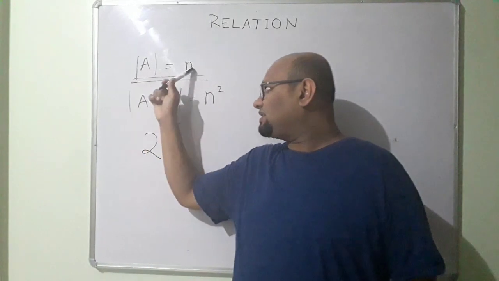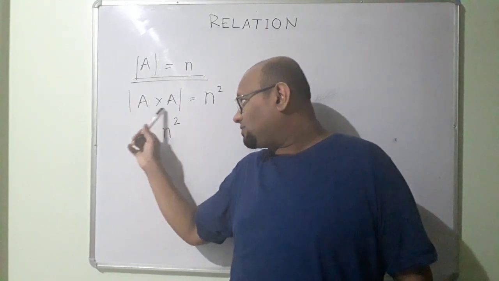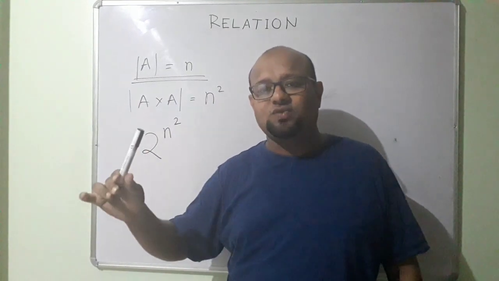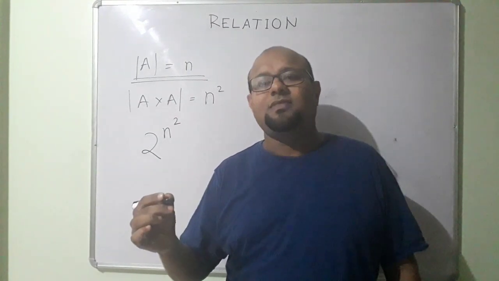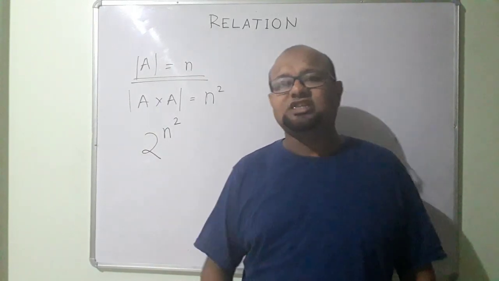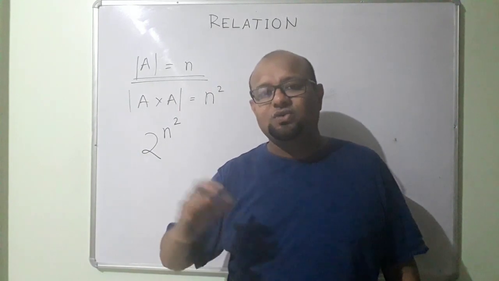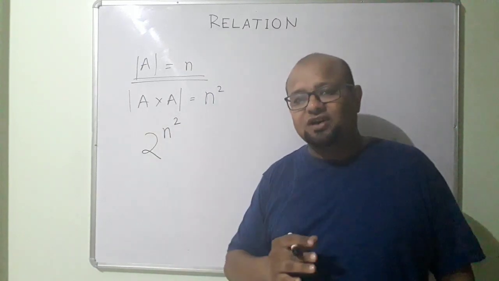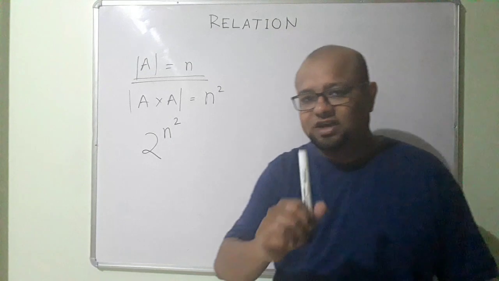Why? Think about it. A has n elements, A cross A has n square elements. How many subsets are possible of this set of n square elements? 2 to the power n square. Why? If my set had m elements, then I may have 2 to the power m subsets. Here I have n square elements, so I have 2 to the power n square subsets. So all these subsets of this set A cross A are all different relations. That is the definition of relation. So we know this is the number of relations that we have.